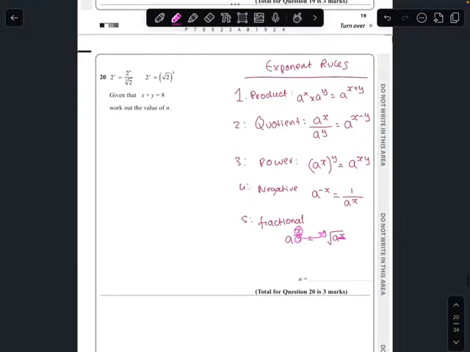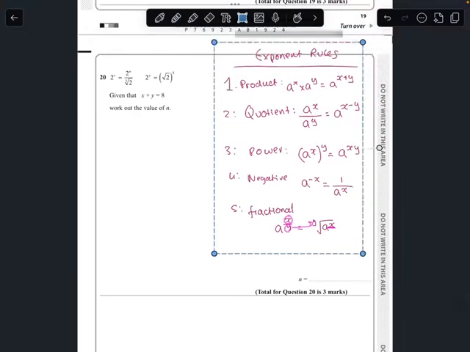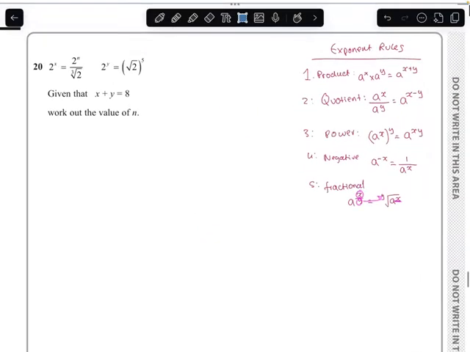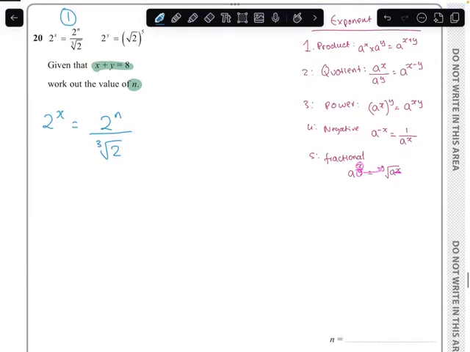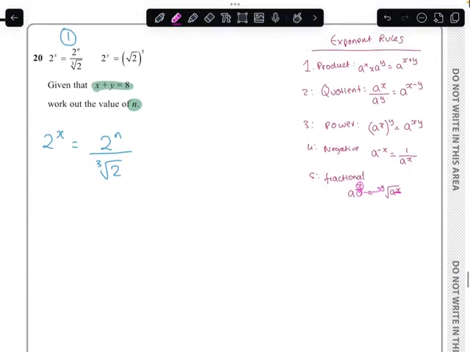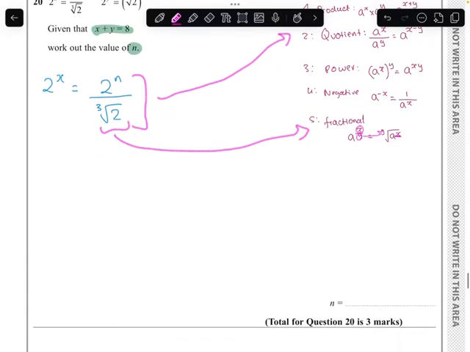Okay, so now we know that, let's get right into our question. So we're given two expressions, and we're also given this identity, and we need to work out n. So let's focus on our first expression. Rewriting the question is the best way to really understand the question, get a feel of it. So looking at our rules that we have just written here, what ones do we think we can use? Well, clearly this is a fraction, so we can definitely use our quotient rule. And this we can rewrite using the fractional part. So let's use number 5 first.